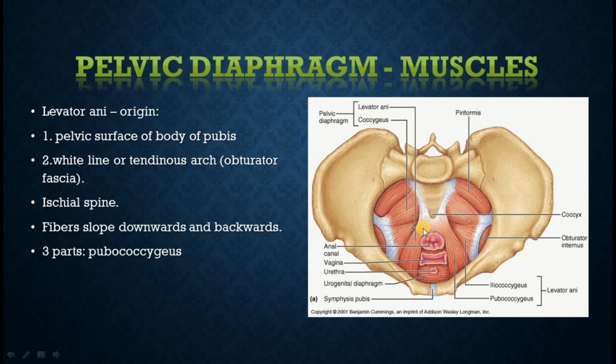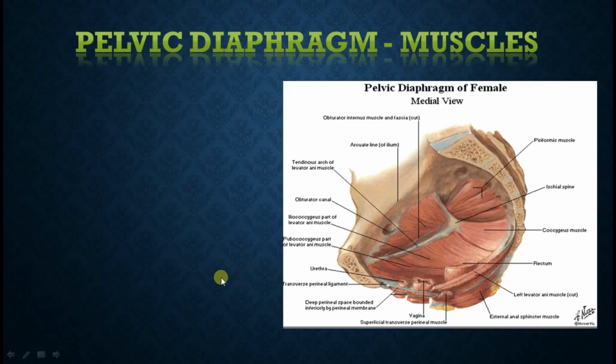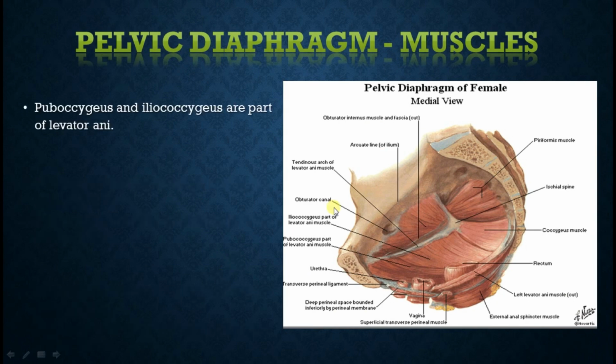You can see three sets of fibers from anterior to posterior: pubococcygeus more anteriorly, iliococcygeus posterior to it, and then ischiococcygeus more posteriorly. The ischiococcygeus is the coccygeus proper muscle, whereas the pubococcygeus and iliococcygeus belong to the levator ani. So, as I told you, the pubococcygeus and iliococcygeus parts.